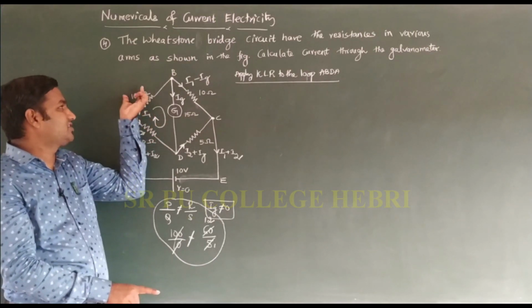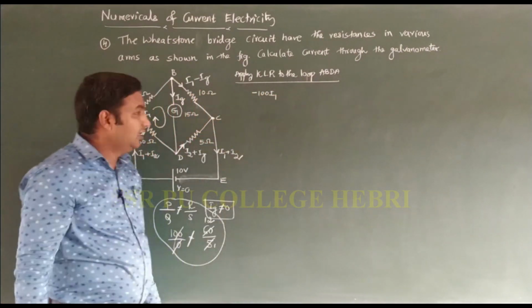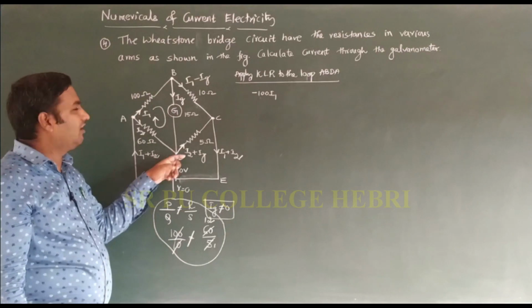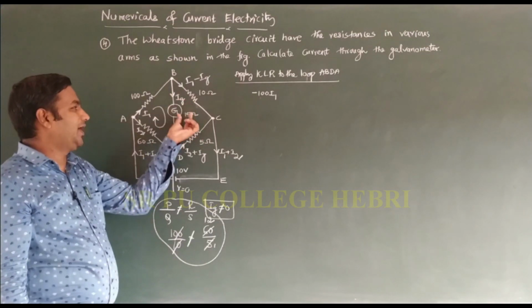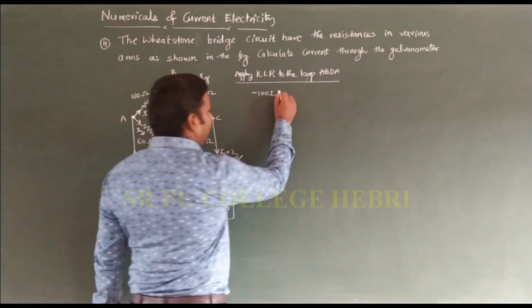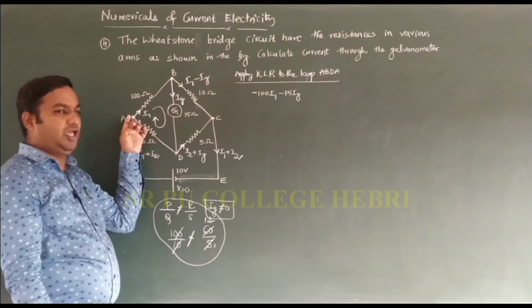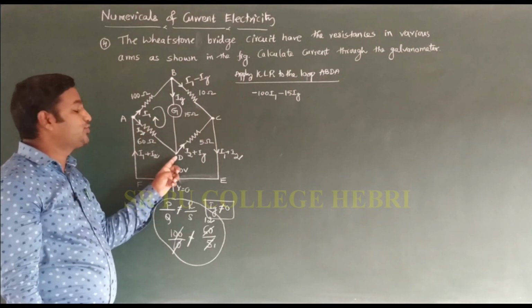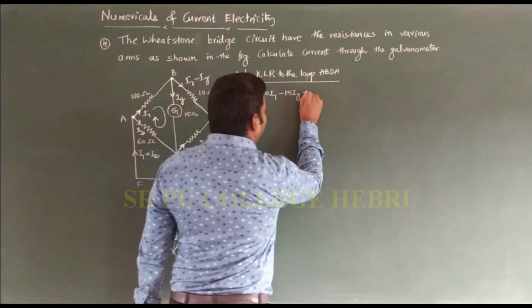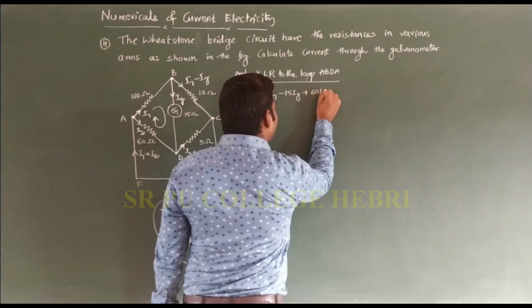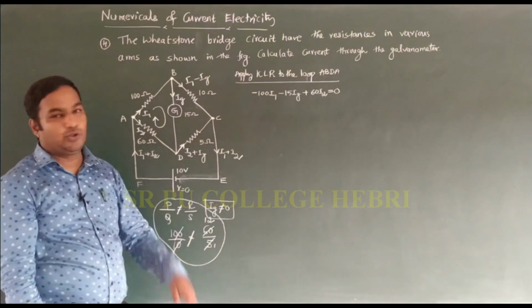Automatically current is I1, resistance is 100. It becomes minus 100 I1. Next, I am moving from B to D. Current IG is along my path. It becomes 15 IG, where 15 is the resistance of the galvanometer, so minus 15 IG. Next, I am moving from D to A. Here the direction of current I2 is opposite to my path, so you have to take plus. It becomes plus 60 I2 is equal to, what is that? 0, because no cell is here.